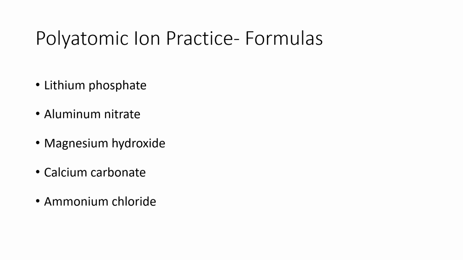We have lithium phosphate. Lithium is Li with a positive charge. Phosphate is PO4 with a negative 3 charge. When you crisscross charges, it's Li3PO4. For aluminum nitrate, aluminum is Al with a positive 3 charge. Nitrate is NO3 with a negative charge. Whenever you crisscross, you don't want it to look like there are 33 oxygens, so you need to put the nitrate in parentheses. So this will be Al(NO3)3.